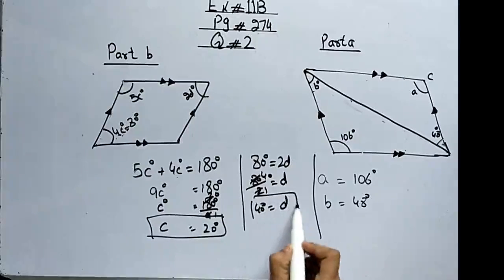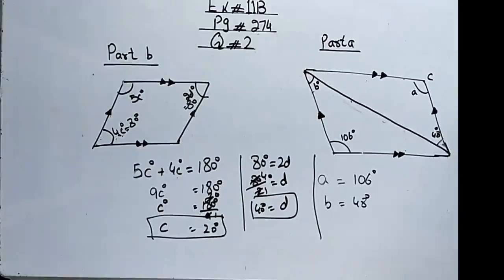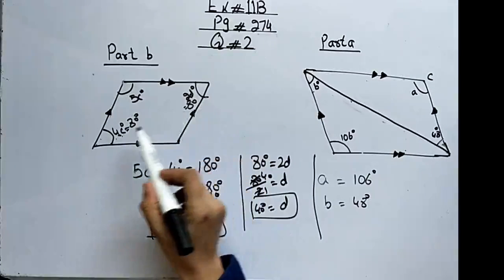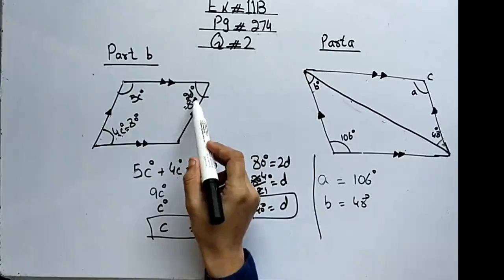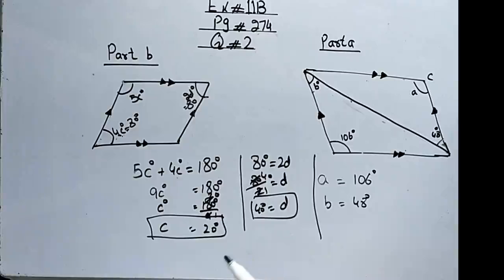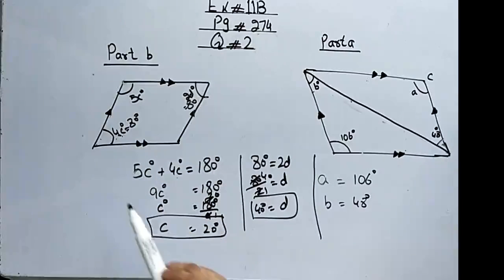It means this angle is also equal to 80 degrees. And you can find it directly according to the opposite angle. If this angle is 80 degrees, then this angle must be equal to 80 degrees, because in a parallelogram, opposite angles are equal in measurement. Got it, beta? Okay, now do the practice of these questions in your notebook.